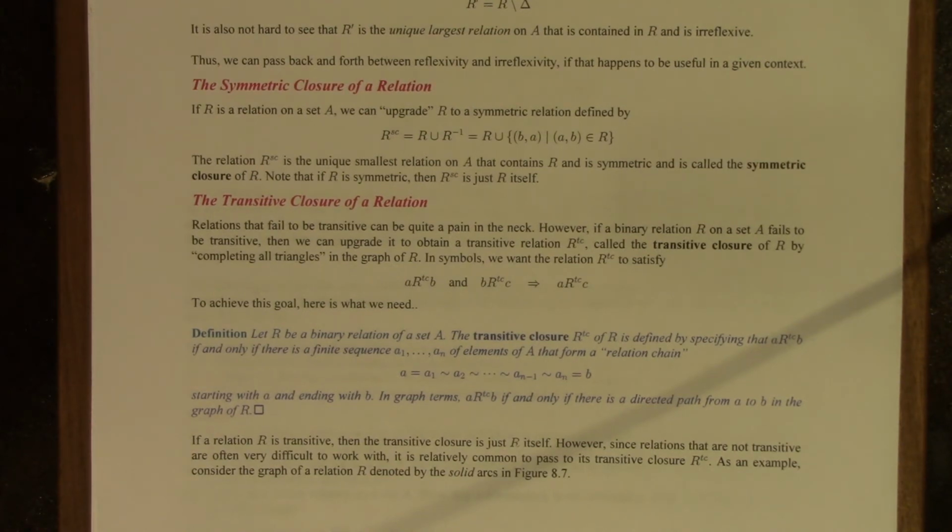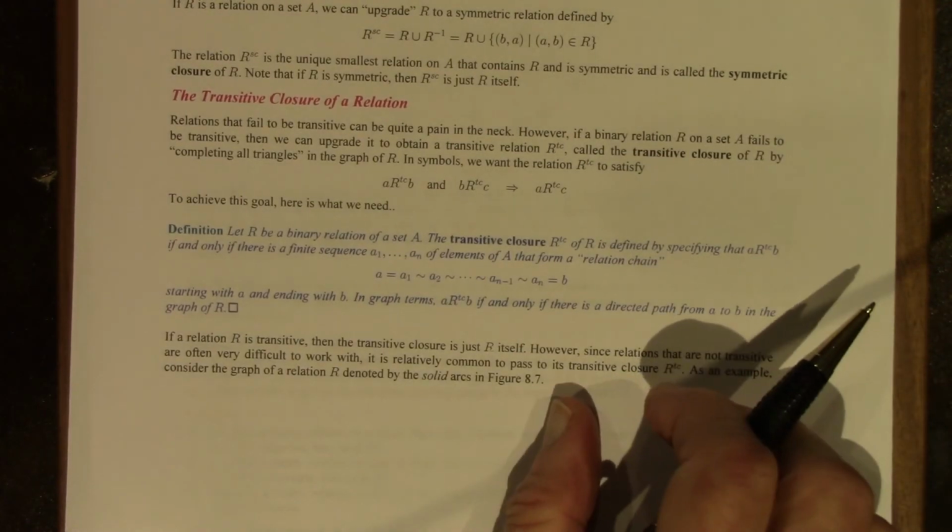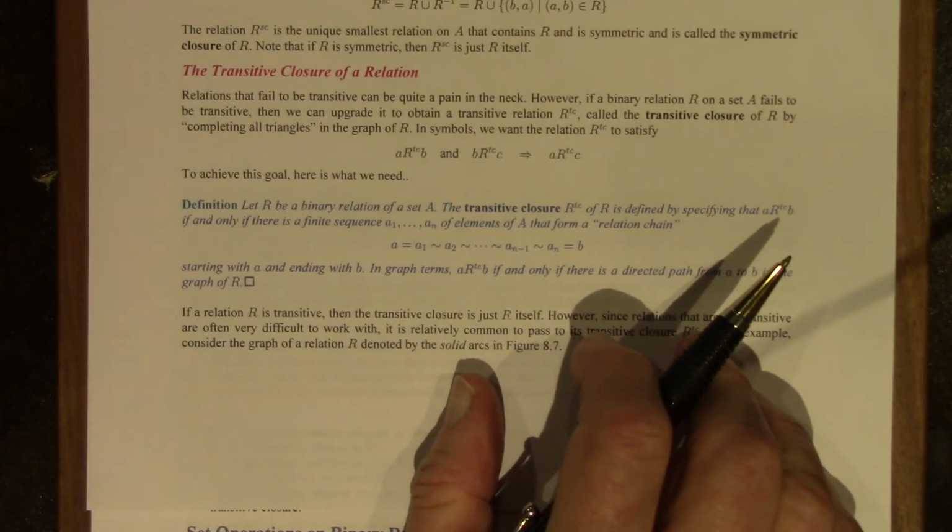Throw in those arcs and only those arcs you need so that whenever there's an arc from one vertex to another, there's an arc in the opposite direction. That would be called the symmetric closure of a relation. Finally, we have the transitive closure.